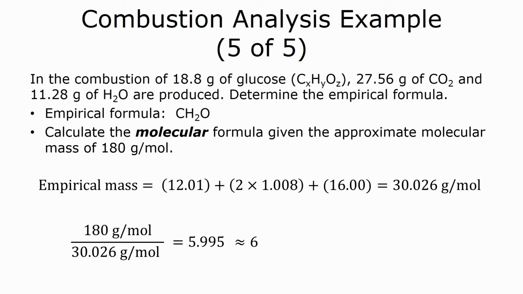Again, as long as you've done everything correct, this should come out to be an integer when it comes to the factor between the molecular and empirical formula. So we're going to take each one of the subscripts in CH2O and multiply them all by 6. That's going to give us C6H12O6. And you can look this up on the internet and determine that yes, that is the molecular formula for glucose.